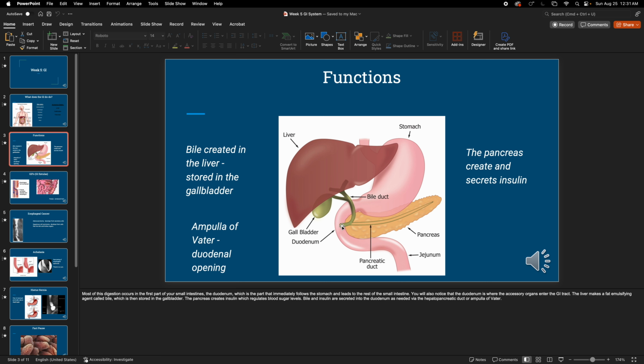So this actually is called the ampulla of Vater. Let me write this down. Actually, it's right here. Ampulla of Vater. It's an opening that allows bile and pancreatic juices to flow into the duodenum to help with digestion.